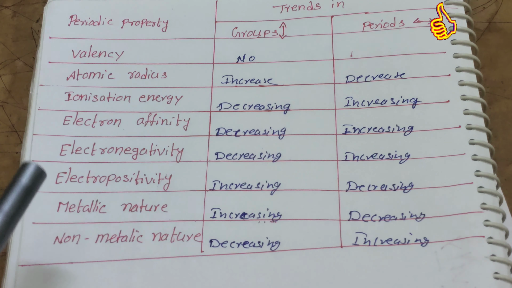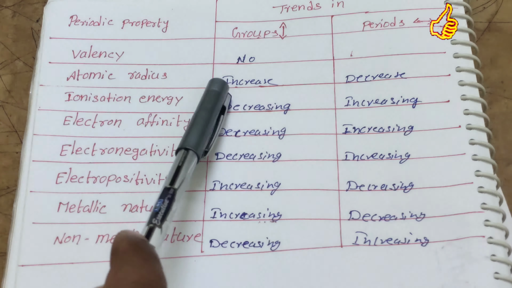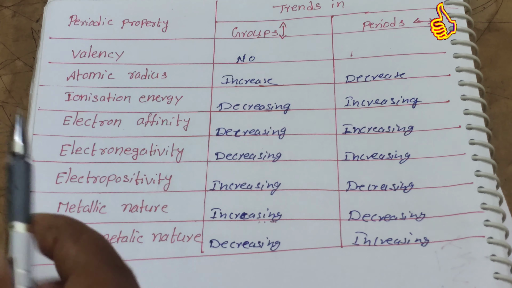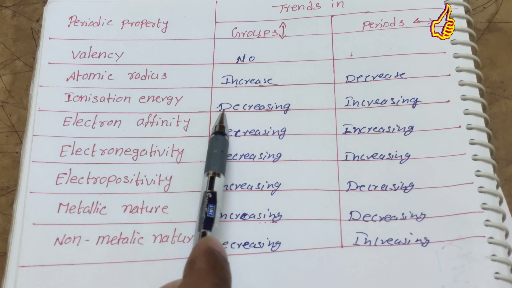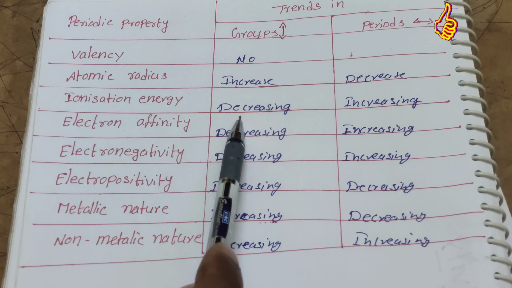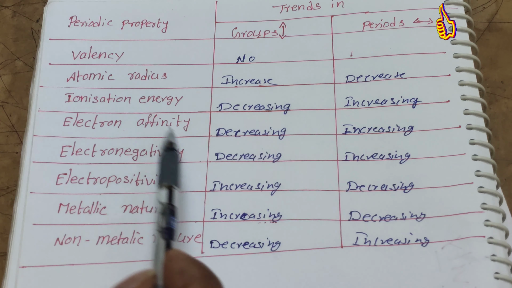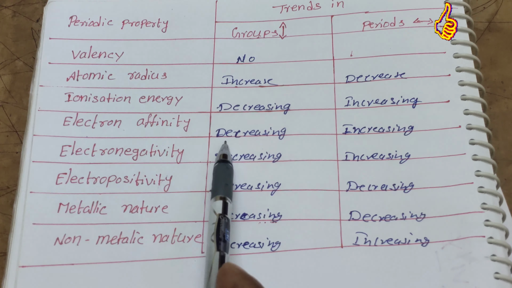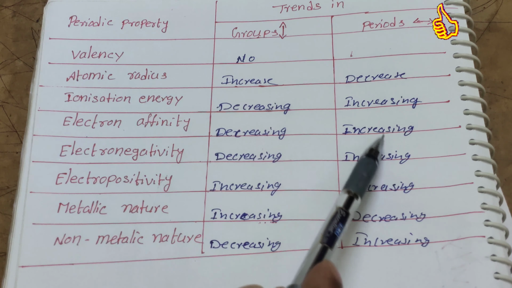Okay students, so once again I am repeating. The atomic radius in the groups from top to bottom increases, whereas in the periods from left to right it decreases. The ionization energy values in the groups from top to bottom decrease, whereas in the periods from left to right they increase. And the electron affinity value in the groups from top to bottom decreases, whereas in the periods from left to right it increases.